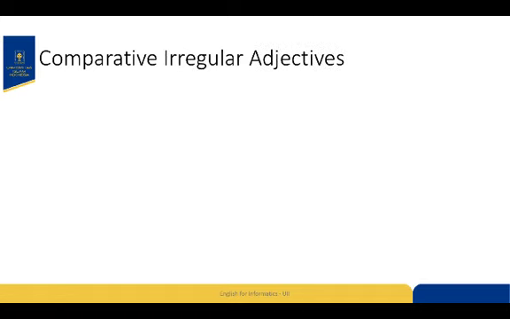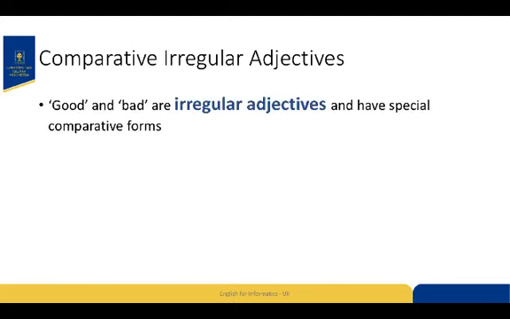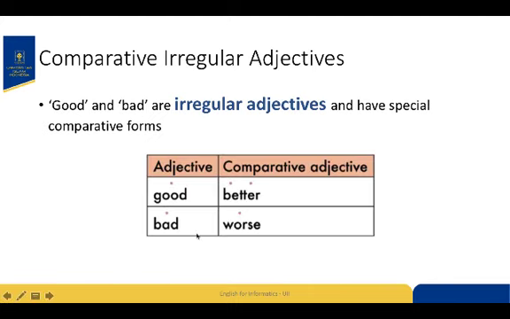The last one is irregular adjectives. Irregular adjectives have special forms. For example, here we have good. It will become better for the comparative adjective. The second one is bad. It will become worse.